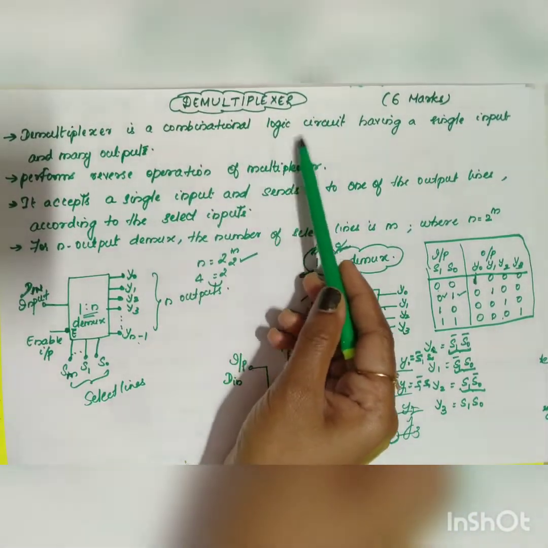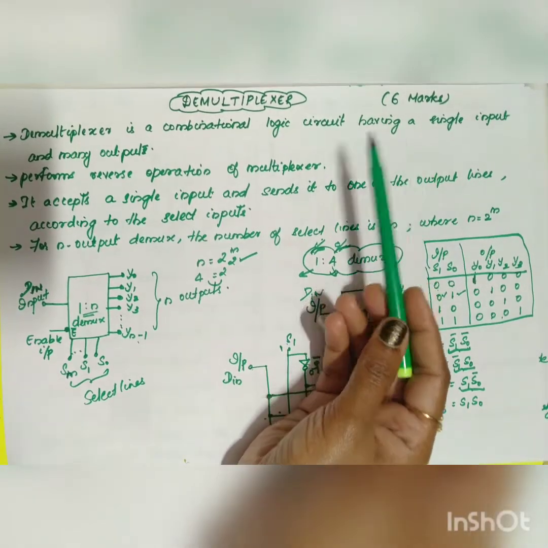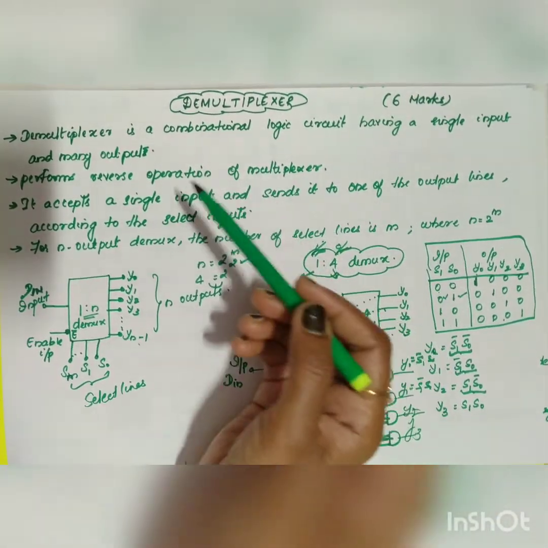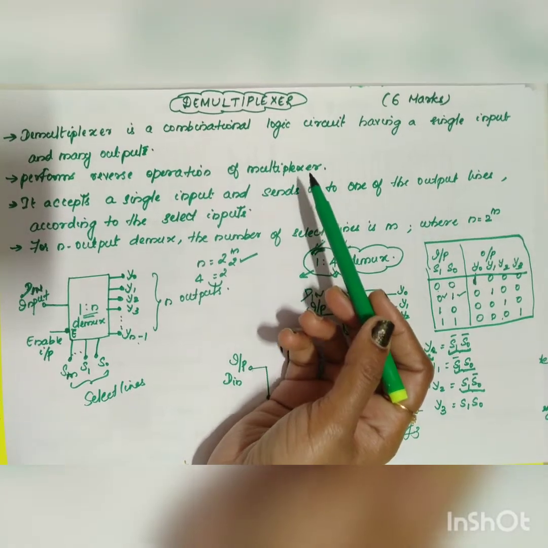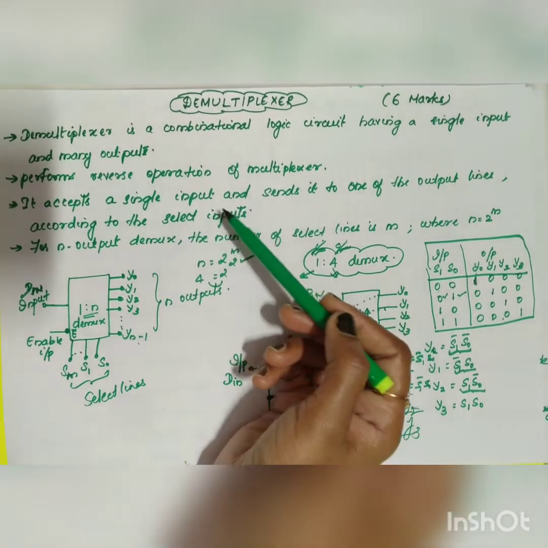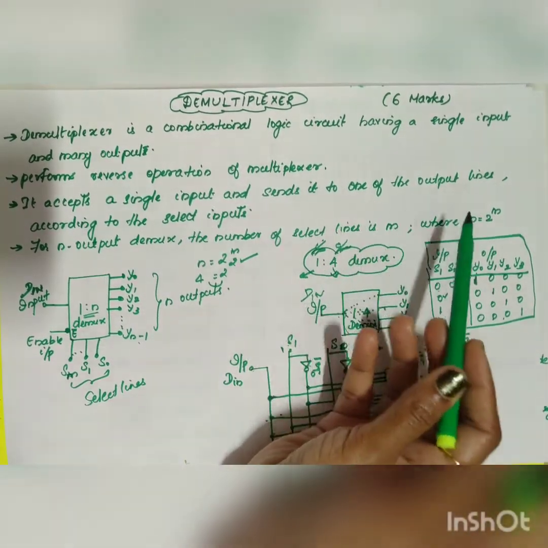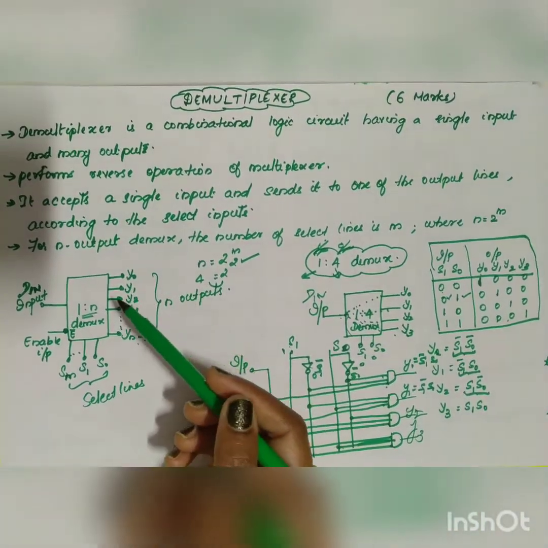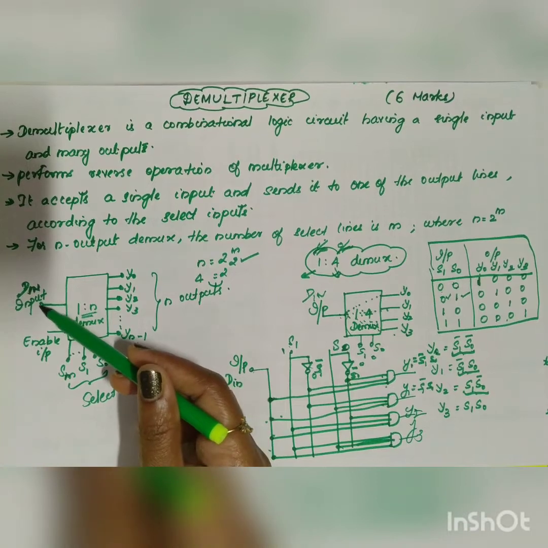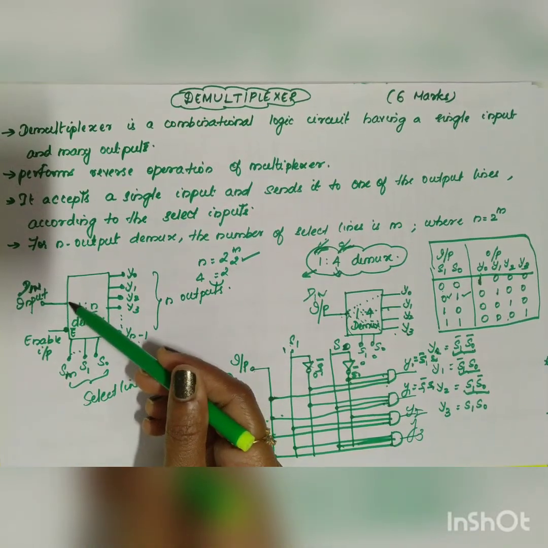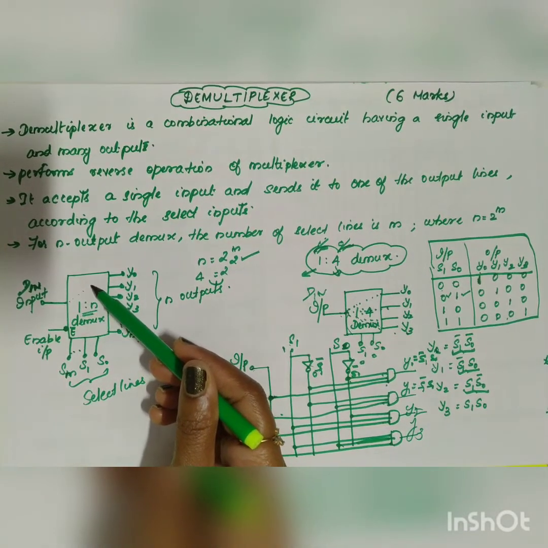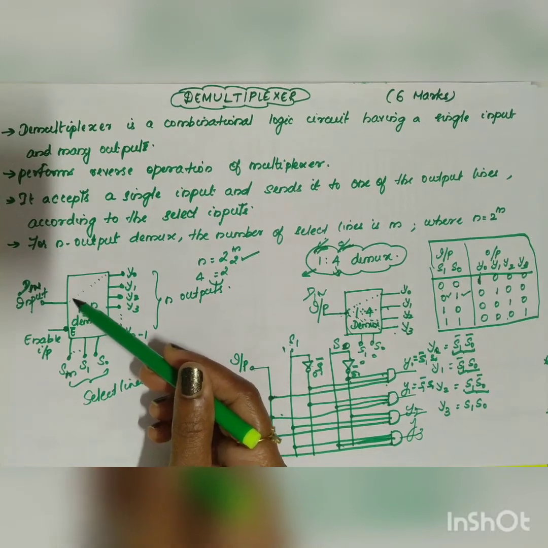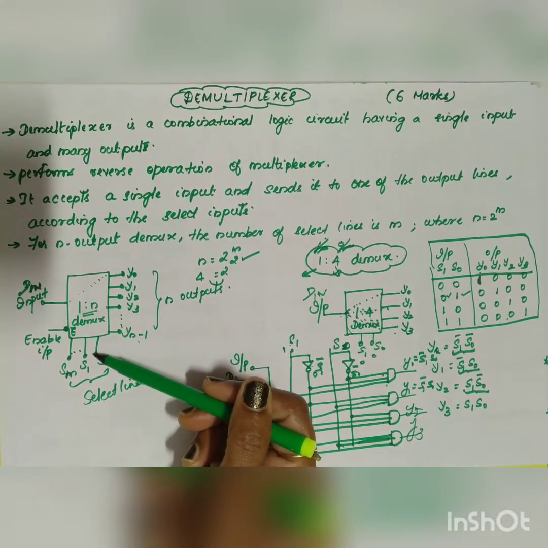A demultiplexer is a combinational logic circuit having a single input and many outputs. It performs the reverse operation of a multiplexer. It accepts a single input and sends it to one of the output lines according to the select inputs. So in the case of a demultiplexer, you will have one input, and your data in will be given to the corresponding output depending on your select lines.